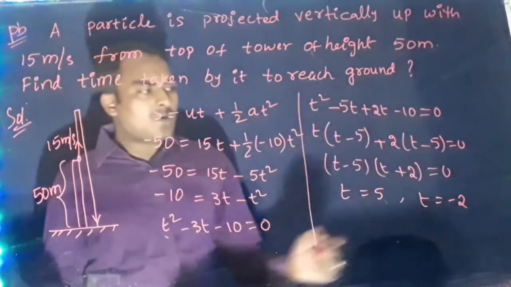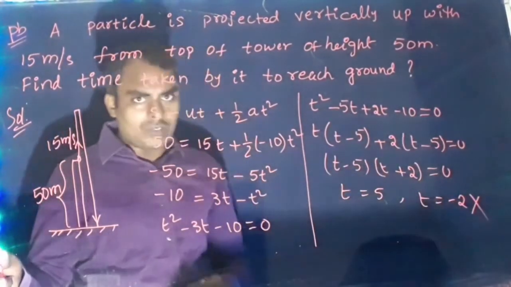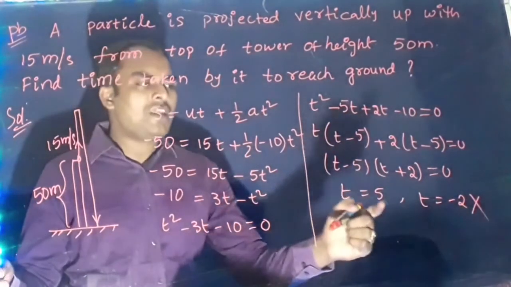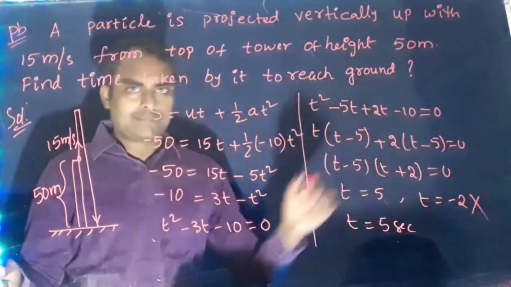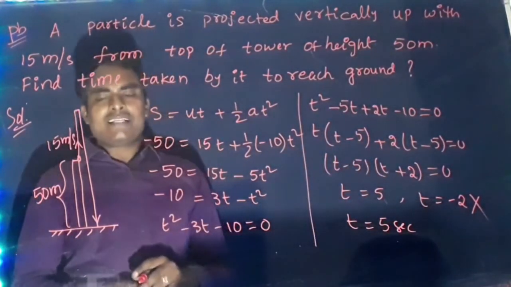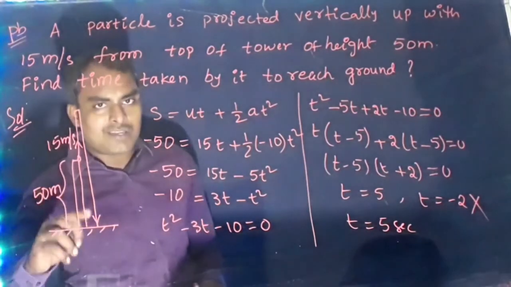So t equal to minus 2, time cannot be negative. So this is not a possible condition. So t should be 5 seconds. So time equal to 5 seconds. So it takes 5 seconds from top of the tower to go up and again reach ground.